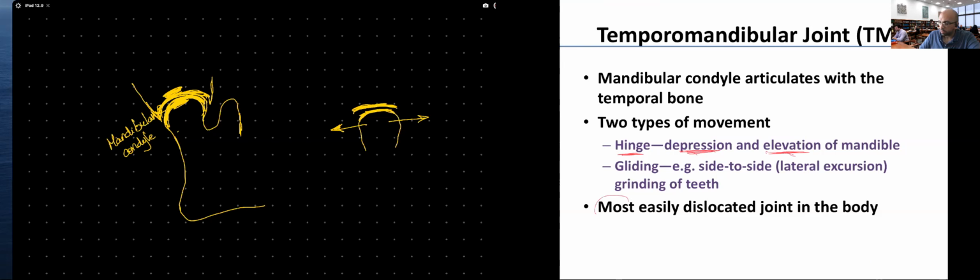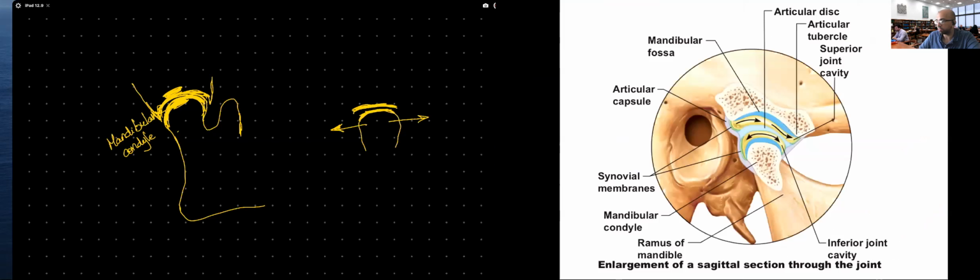Again, the temporomandibular joint is going to be the most easily dislocated joint in the body. So why is it the most easily dislocated? Because simply you don't have much reinforcement.